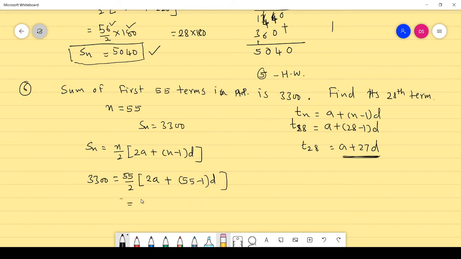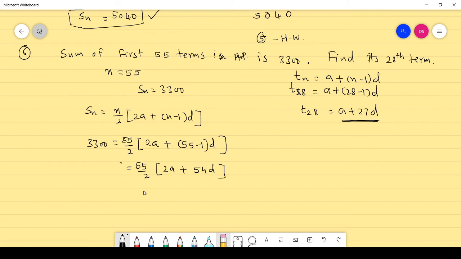Now, this 55 by 2 I am keeping as it is. Twice A will remain as it is. 55 minus 1, that is 54D, right? Now 54 can be written as, because you can simplify this easily, I'm just solving over here itself, 54 can be written as 27 into 2, or 2 into 27. I'll take 2 into 27D, right? Because 27 twos are 54.